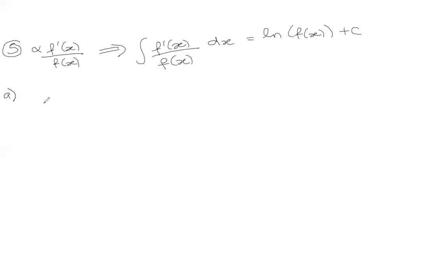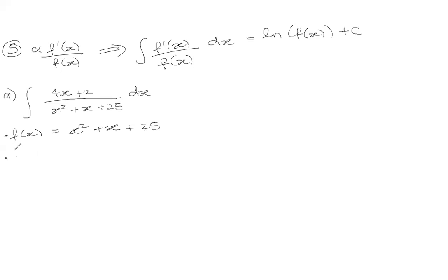So if we look at 5a first, based on this form here, we obviously need to decide on our f of x and our f dash x. Generally the denominator is your f of x. So our f of x is x squared plus x plus 25. And then f dash x, so we differentiate that, we'll end up with 2x plus 1.